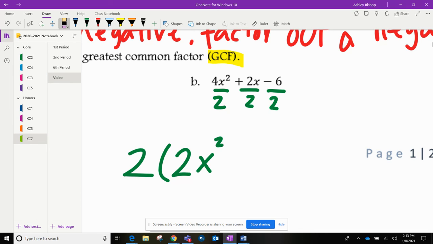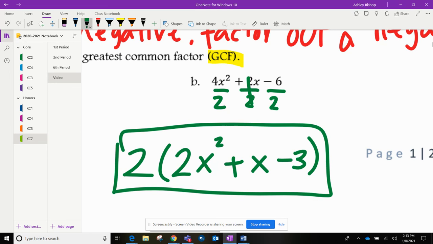That's not going to be enough room. 2x divided by 2. Leave the x out for a second. 2 divided by 2 is just 1x, so you can write the 1, but you don't have to. Those cancel. And then -6 divided by 2 leaves me with a -3. So this is what I am left with.